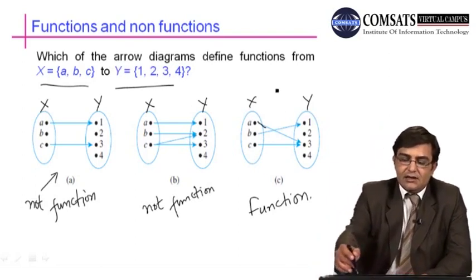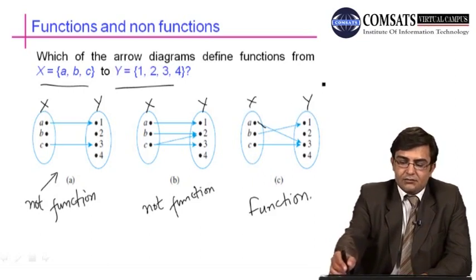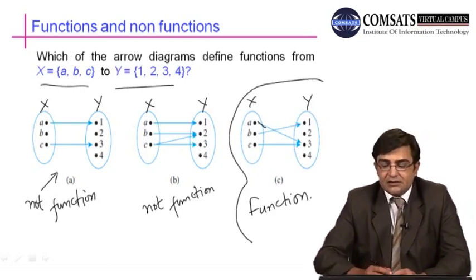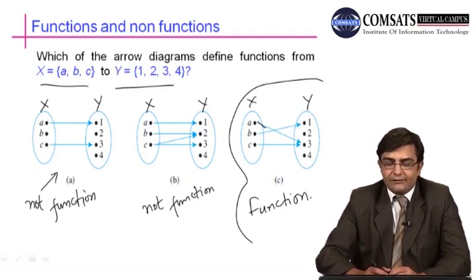So this diagram satisfies the additional two properties, therefore this is basically a function. This arrow diagram expresses or shows a function.